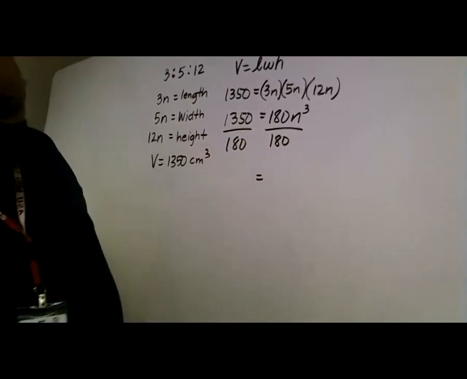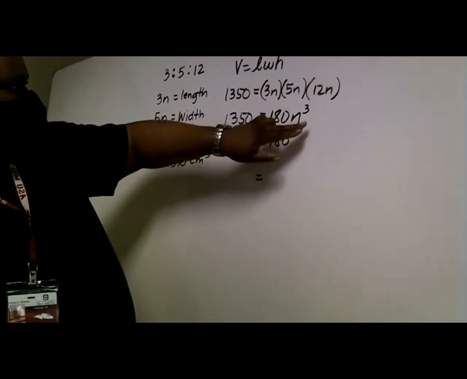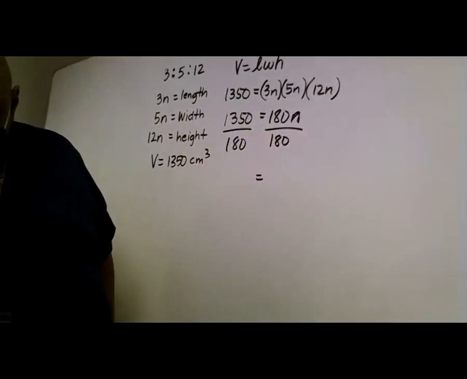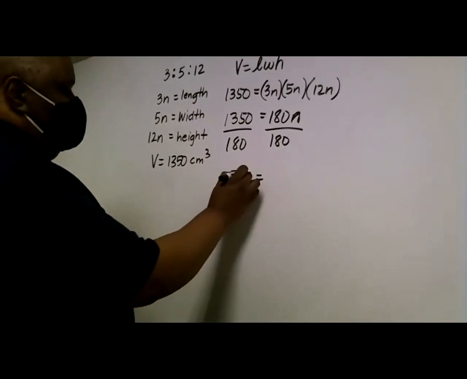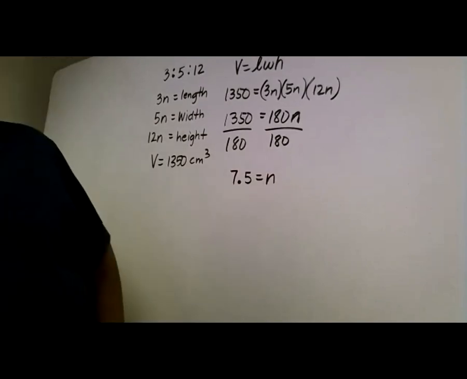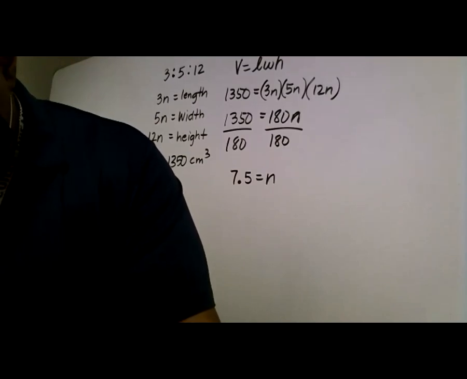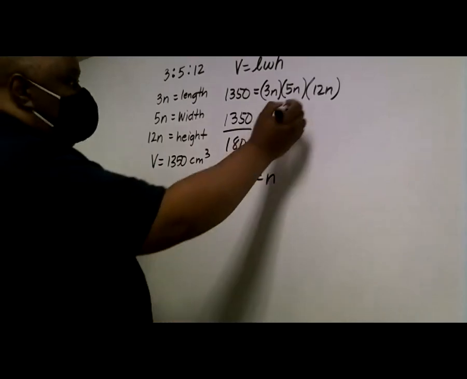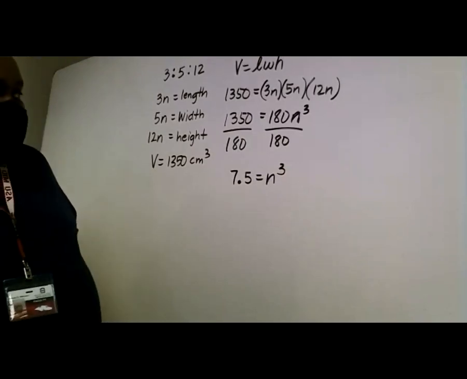Now I need to divide both sides by 180. So this is n to the third, divided by 180. This will be 7.5 is equal to n cubed.